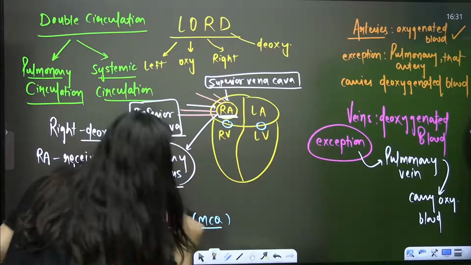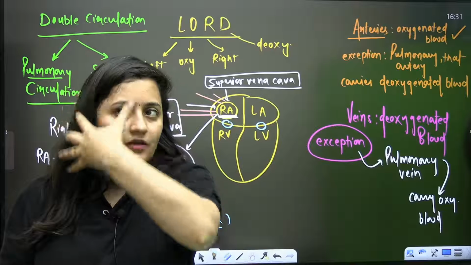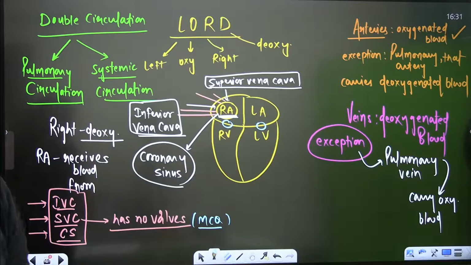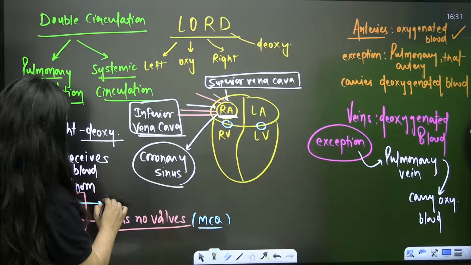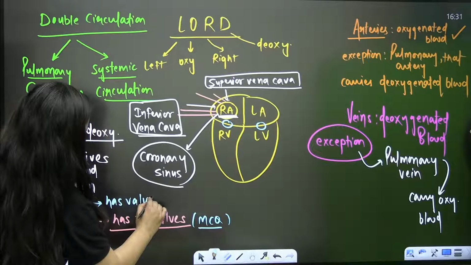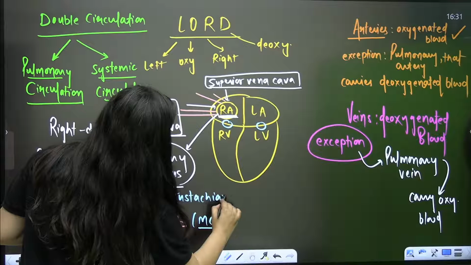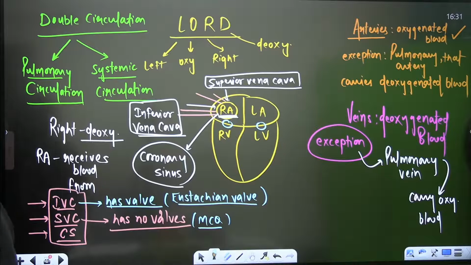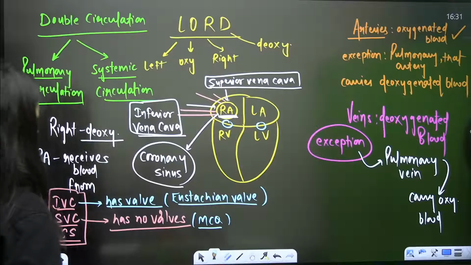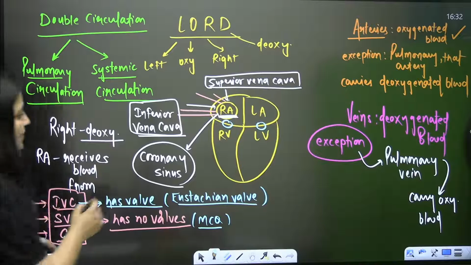It is having no valve, and please write down superior is the word. So it will bring the deoxygenated blood from the upper part of the body. Understood? Now the inferior vena cava brings blood from the lower part of the body, and it is having a valve known as the Eustachian valve, so that backflow can be restricted. Eustachian valve. This is extra.